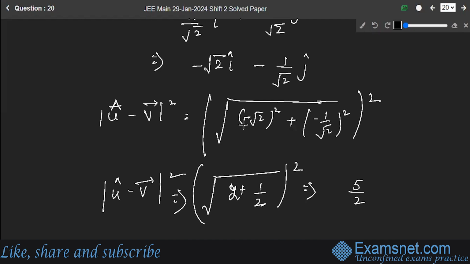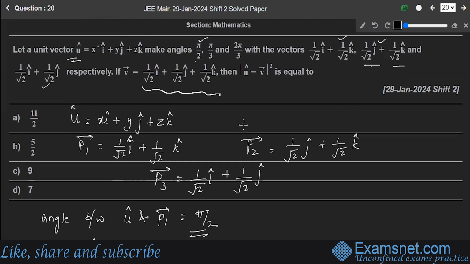Okay, so the answer to the question, this is 5 by 2. Option B. Hope you're clear with this. Let's move to the next question then.